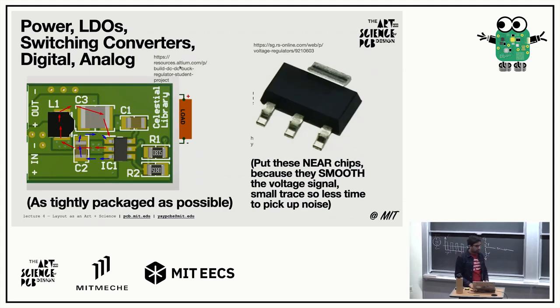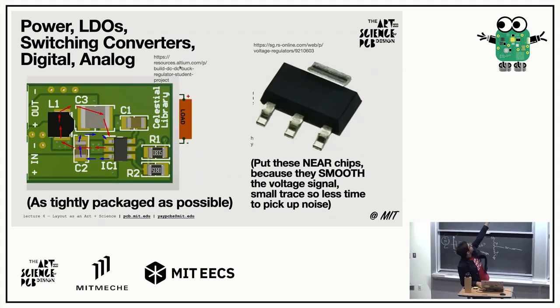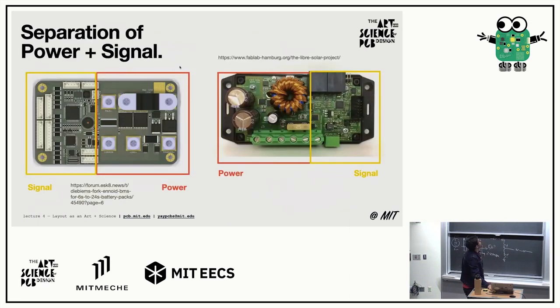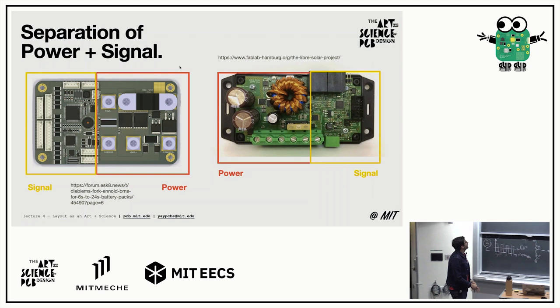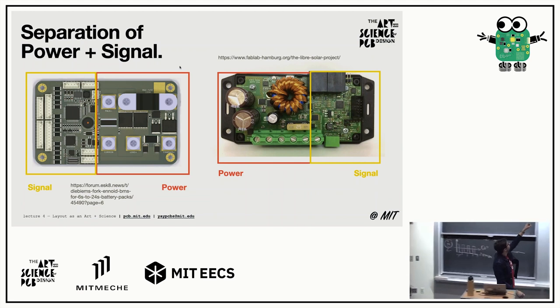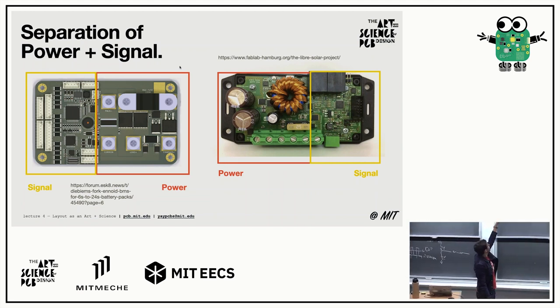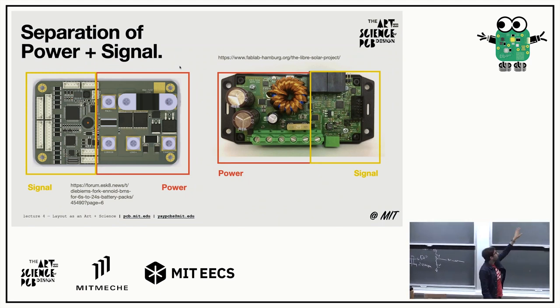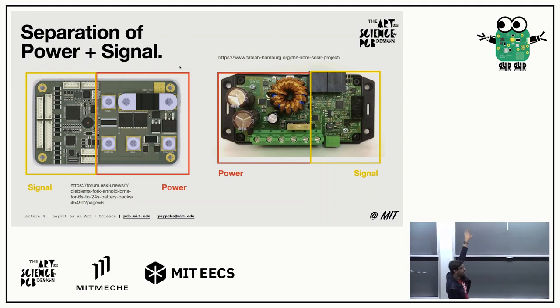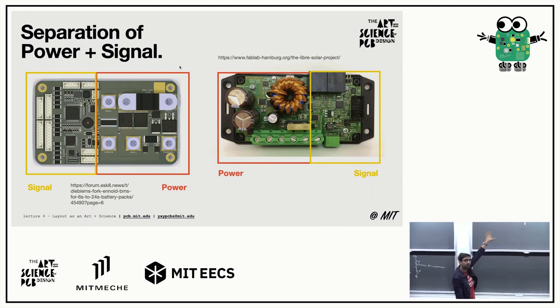So that's what an LDO looks like. This is what a switching converter usually looks like on a board. Here are some examples of separation of power and signal. On this side, this is a battery management system. I'm sorry, the laser pointer doesn't work. If you remember back to lab 2, we briefly explained how a battery management system works. This side is where the high power current is going through your system, and where all the power conversion is happening to power components of your system.